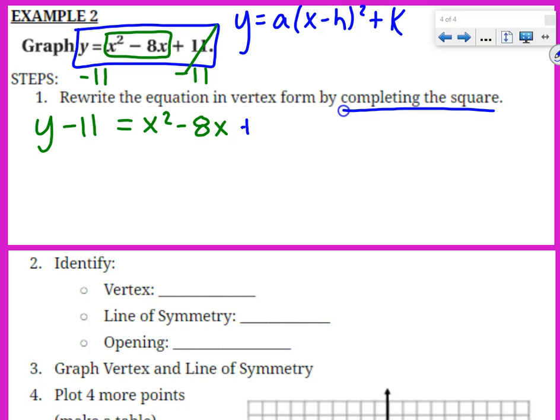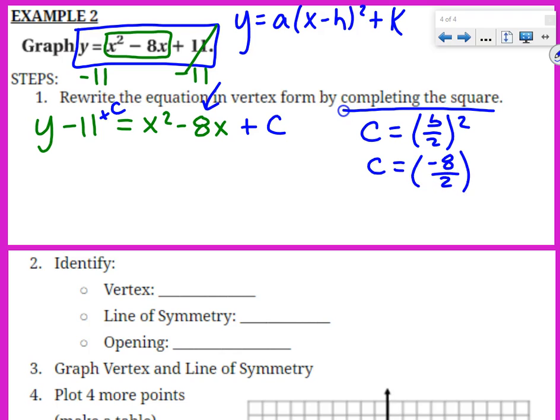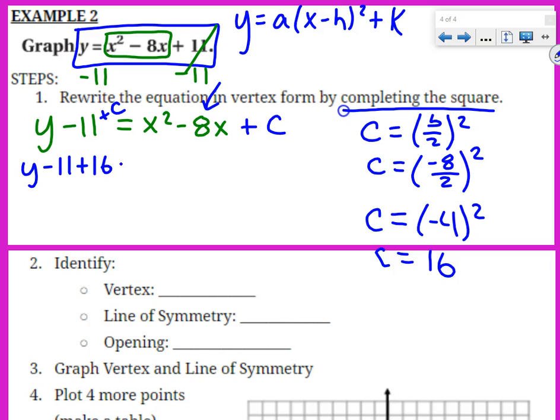Then remember, we need to add that c to both sides. So we need to figure out what the c is. Remember, c is equal to b divided by 2 squared. So this is our b value. So c equals negative 8 divided by 2 squared. Negative 8 divided by 2 is negative 4. We square that and we get c equals 16. So we're really adding 16 to both sides. So y minus 11 plus 16 equals x squared minus 8x plus 16.